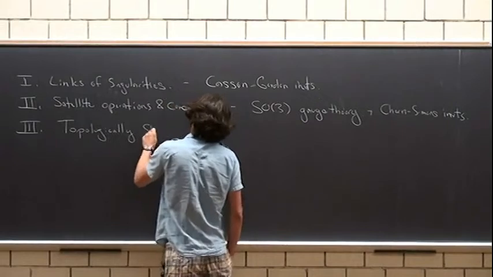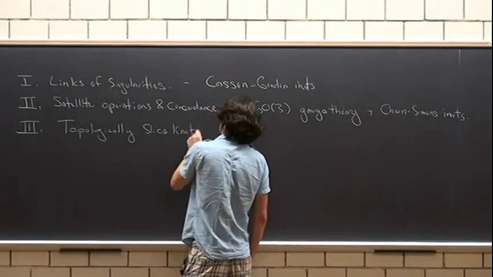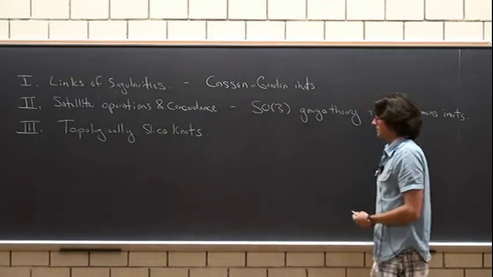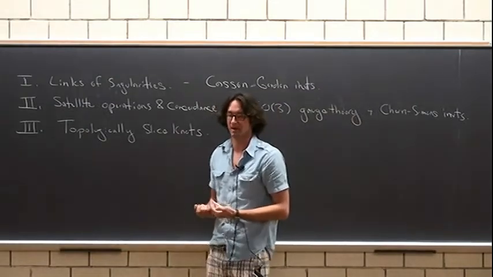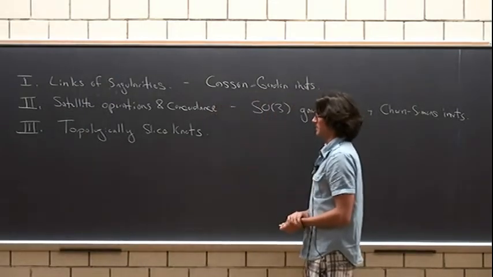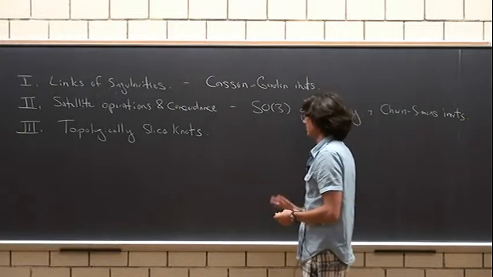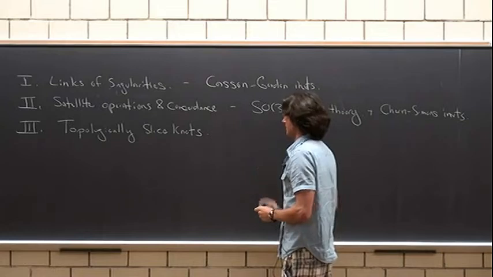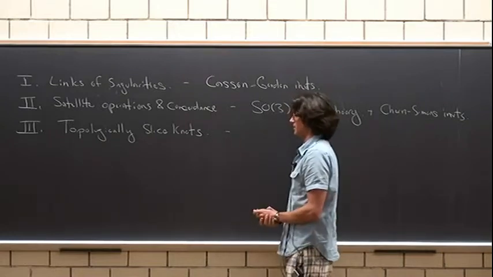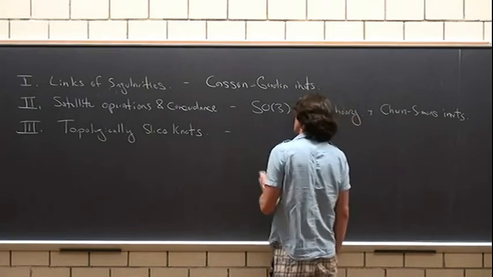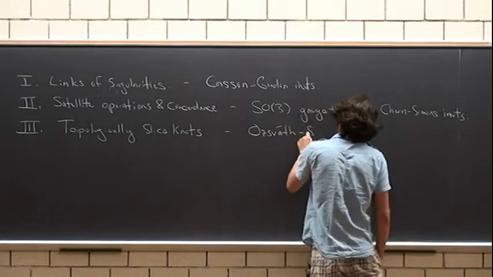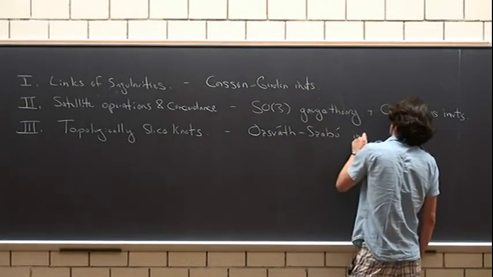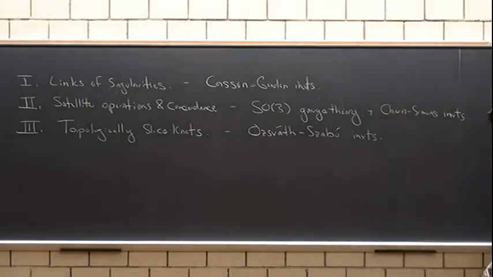And then the third problem I'll talk about has to do with topologically slice knots. These are the knots that are really at the heart of the distinction between the smooth and topological category in this dimension. So somehow understanding these knots is really, in my opinion, a key problem within concordance. And the technique that we use here comes from Ozsváth-Szabó theory. So, in particular, the correction terms for those of you who don't know.